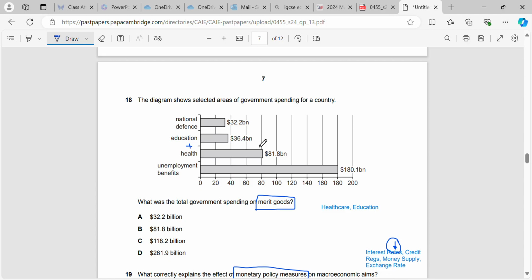So if we add up 36.4 and 81.8, we should get 118. Oh, sorry, my pen has fallen. We should get 118.2 billion. Unemployment benefits are transfer payments, and national defence are not merit goods. Normally we use the national defence budget to generate our public goods.